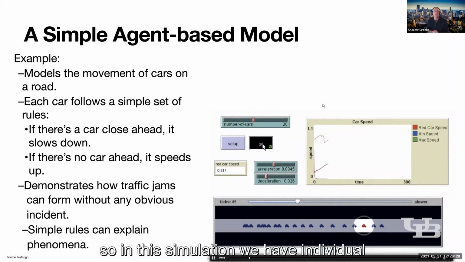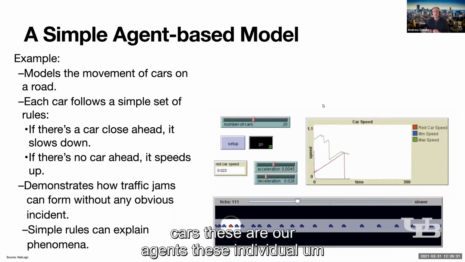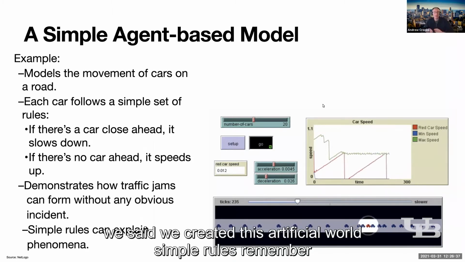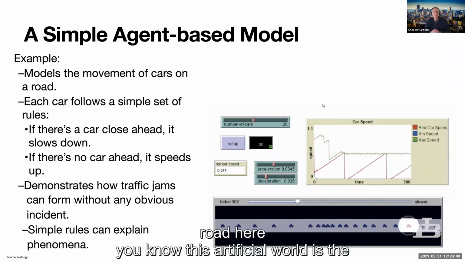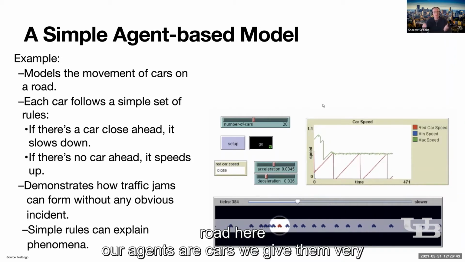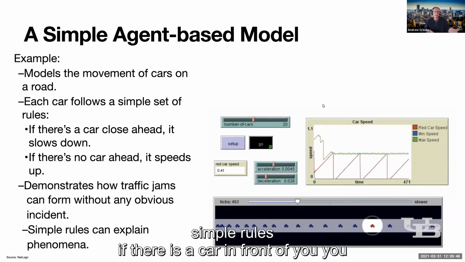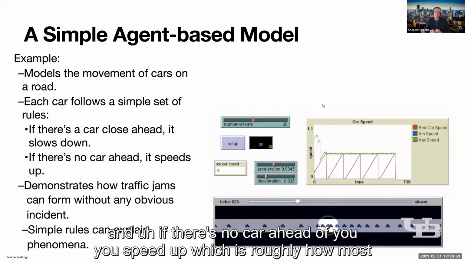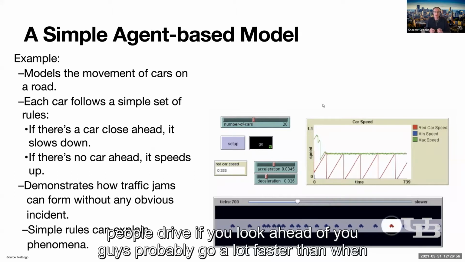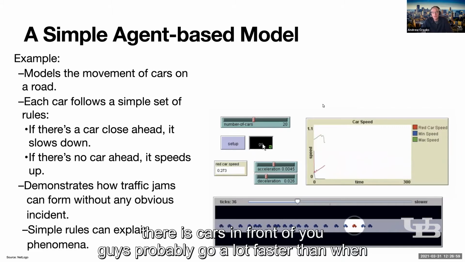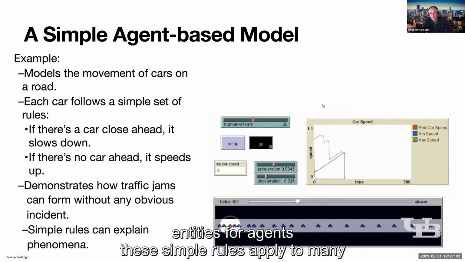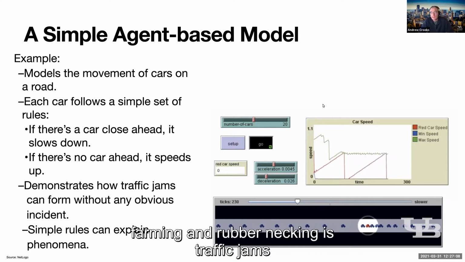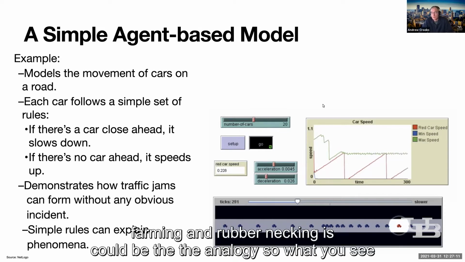So in this simulation, we have individual cars. These are our agents. These individual cars have been given very simple rules. Remember, we said we create this artificial world. This artificial world is a road here. Our agents are cars. We give them very simple rules. If there is a car in front of you, you slow down, which makes sense because you don't want to crash into the car, right? And if there's no car ahead of you, you speed up, which is roughly how most people drive. If there's no car ahead of you, you probably go a lot faster than when there are cars in front of you. These simple rules applied to many entities or agents, cars in this example, lead to emergent things happening, such as traffic jams forming, or rubbernecking could be the analogy.